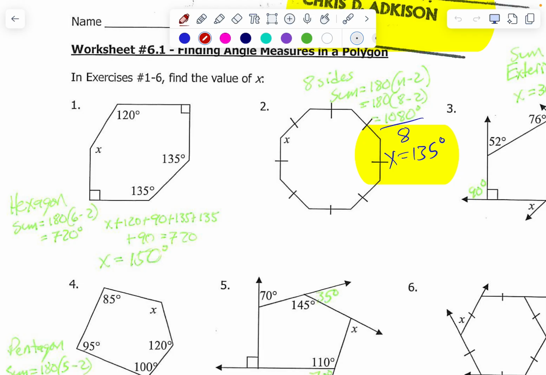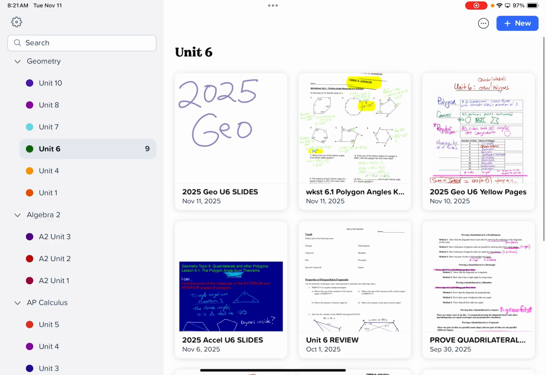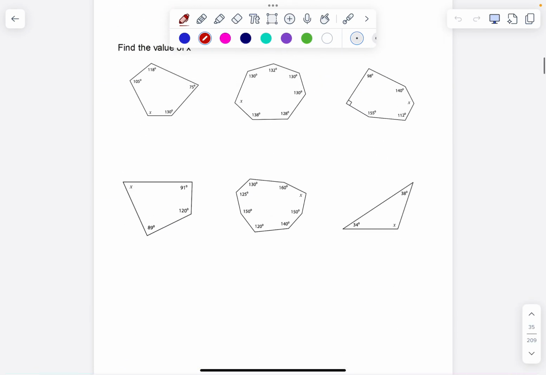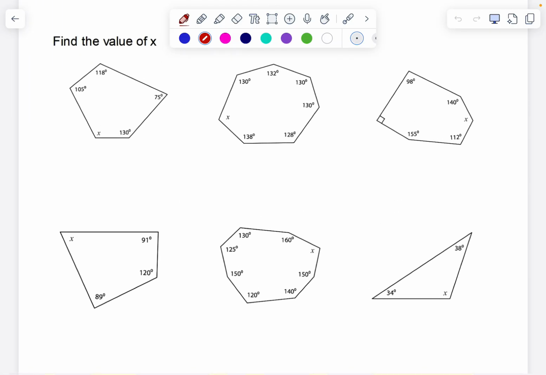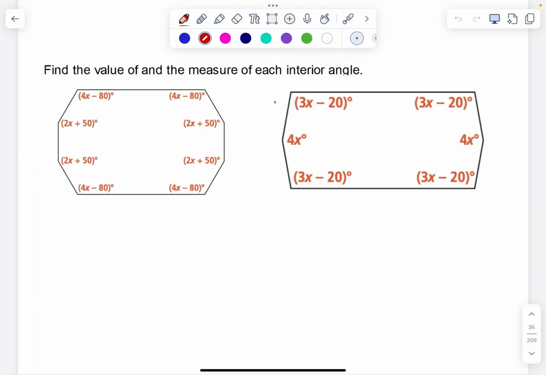Yeah? Okay. All right. Well, let's go do one of these in your notes. And they kind of look busy, but they're not super difficult. Here's a bunch of examples of them. Here's a couple more that look a little bit worse. If you look at that, it looks kind of yucky, right? But it's not too bad.